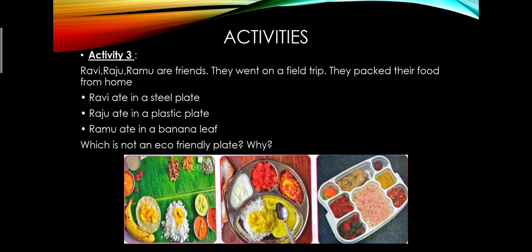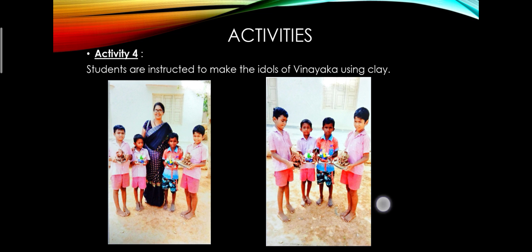Next, activity 3. Ravi, Raju, Ramu are friends. They went on a field trip. They packed their food from home. Ravi ate in a steel plate. Raju ate in a plastic plate. Ramu ate in a banana leaf. Here, which is not an eco-friendly plate? Why? This is the activity given to the children.